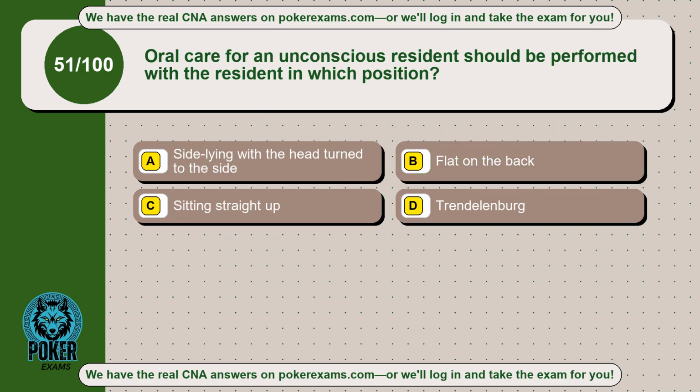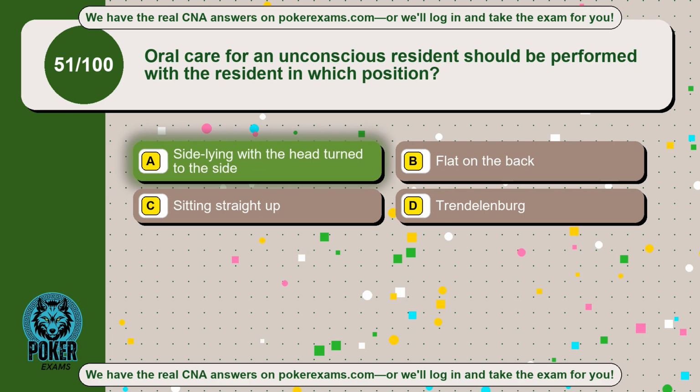Question 51. Oral care for an unconscious resident should be performed with the resident in which position? Option A. Side lying with the head turned to the side. Option B. Flat on the back. Option C. Sitting straight up. Option D. Trendelenburg. The correct answer is option A.